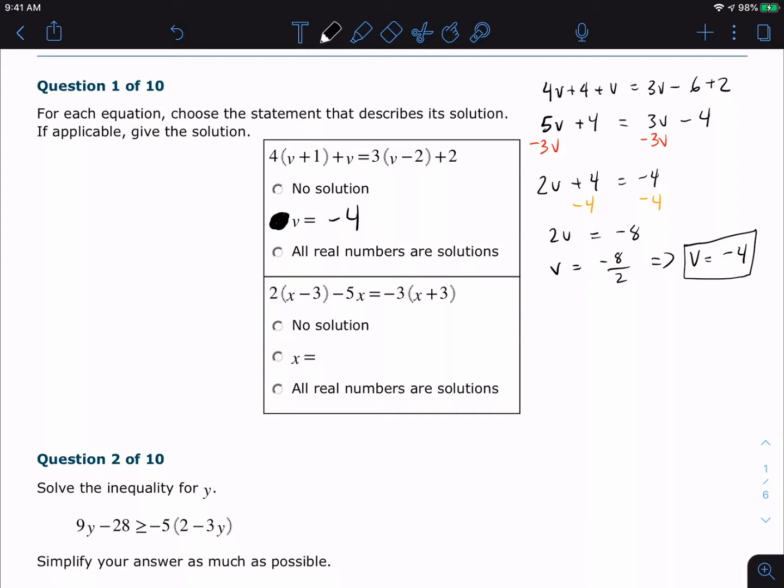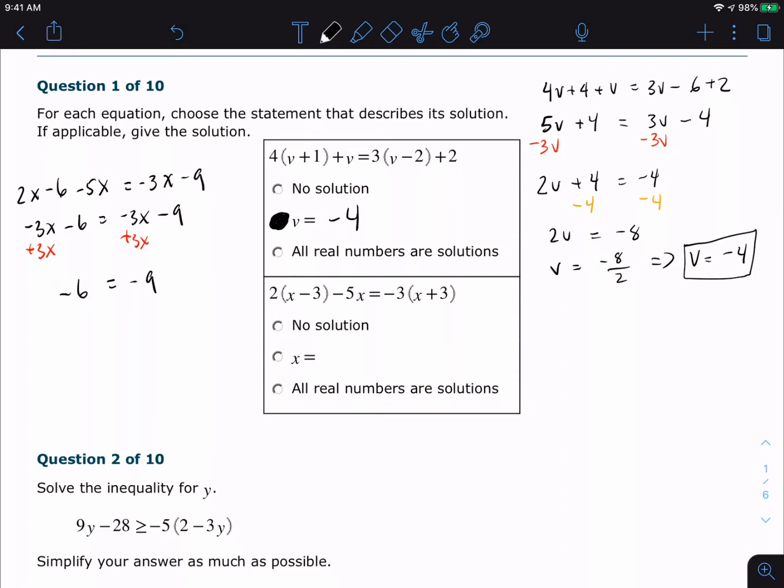Okay. The next example, I'm going to get 2x minus 6 minus 5x is equal to a negative 3x minus 9. Then from here, collecting like terms, I'm going to get a negative 3x minus 6 is equal to a negative 3x minus 9. And I'm going to add 3x to this side. So I've got to add 3x to that side. And what we notice is I end up getting negative 6 is equal to a negative 9.